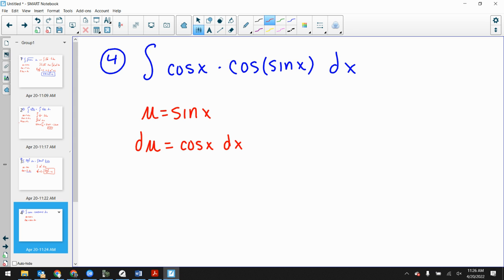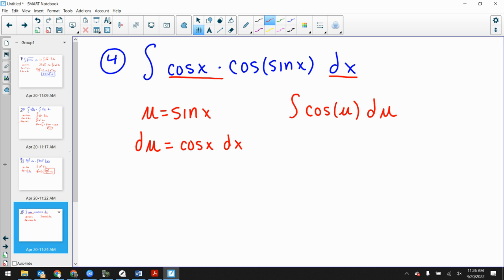Now, do you see cosine x dx within my original? Yes. Cosine x dx. So I can take that out and put du in. So this is going to become the integral of cosine of u du. And now I can evaluate that.